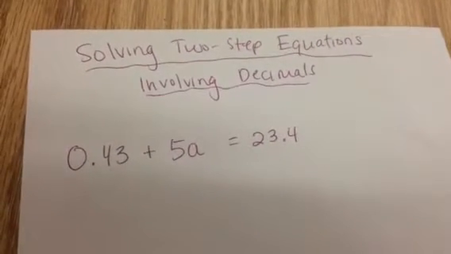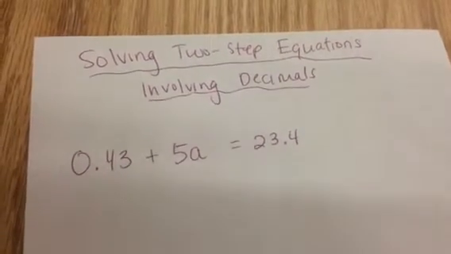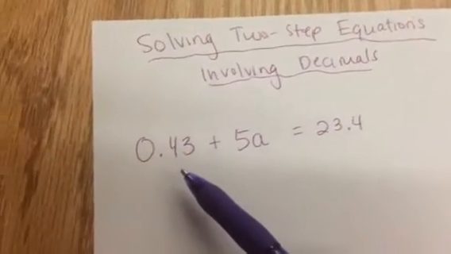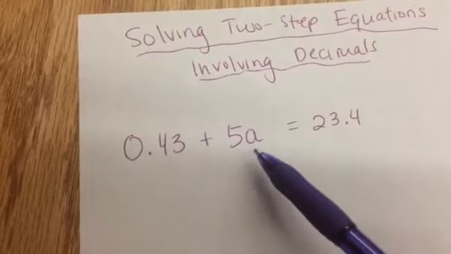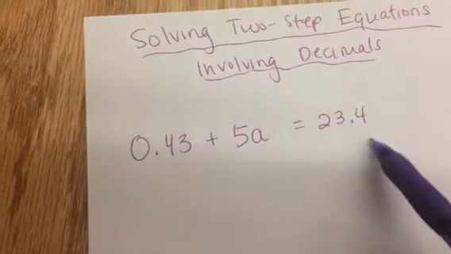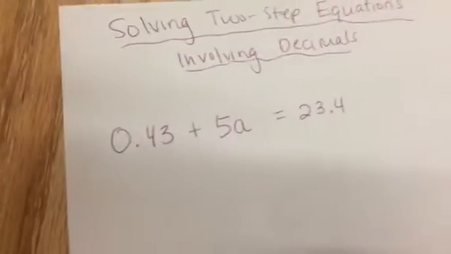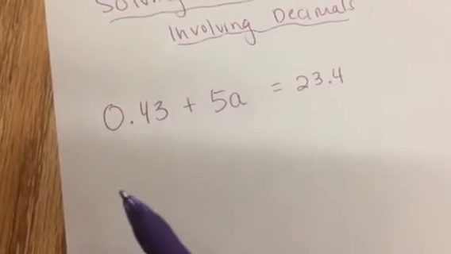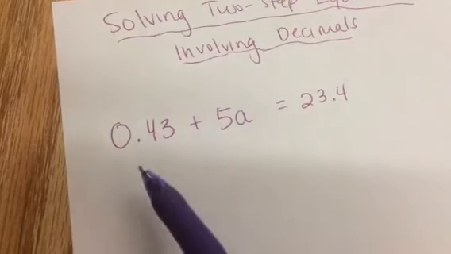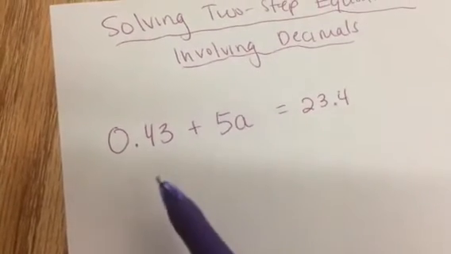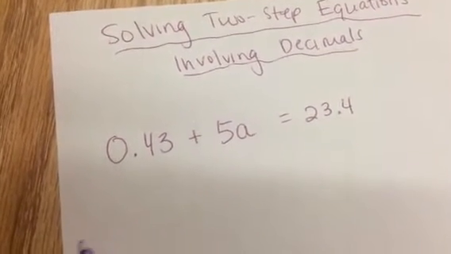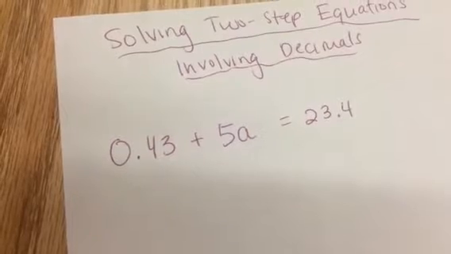Okay, today we're looking at solving two-step equations, and ones that involve decimals. So we have 0.43 plus 5a equals 23.4. All right, we see some decimals in here. The first step that we want to take is to eliminate those decimals. That way at the end it's easier. We don't have to worry about lining up the decimals correctly or anything like that. So we want to do this to avoid confusion at the end.